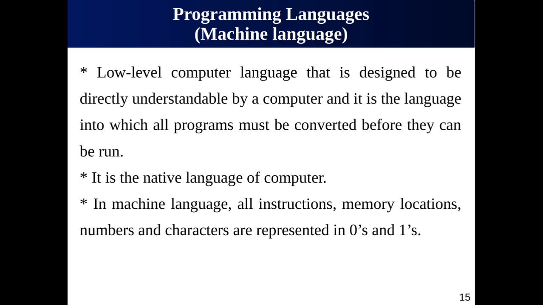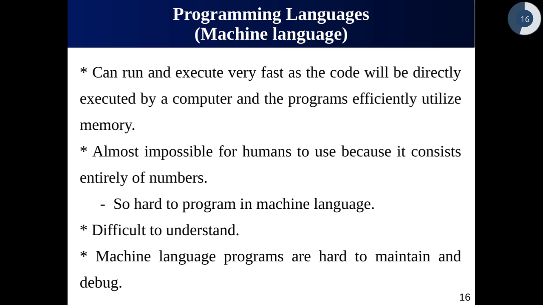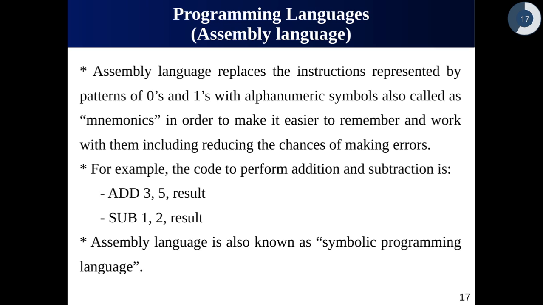However, the problem is that machine language is almost impossible for a human being to use because it consists entirely of numbers. Mixing up a 0 with 1 or a 1 with 0 will create a problem. That is why it is so hard to write programs in machine language. It is also difficult to understand and hard to maintain and debug. So it's difficult to write programs, to understand them, to maintain them and to correct errors, or debug, in machine language. To address this problem, we have a second category of programming language which is called assembly language.